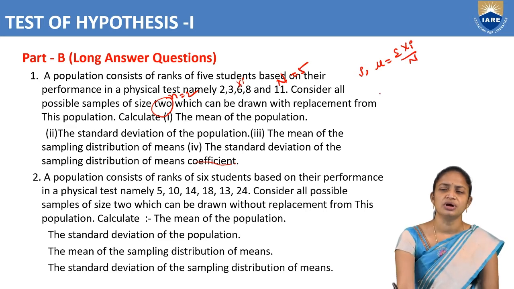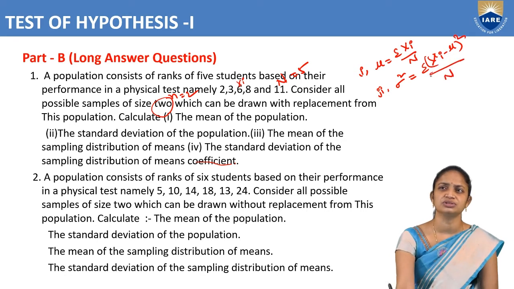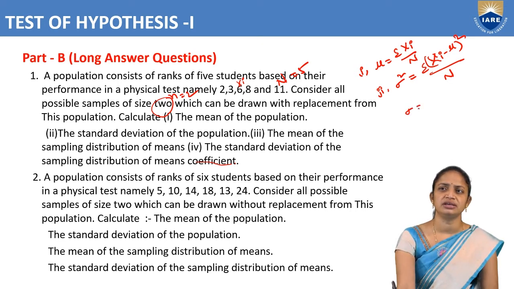Okay, now coming to the next question, we need to find the standard deviation. Before that we need to find sigma square, the variance. Variance is nothing but summation of (xi minus mu) whole square by N. This is the formula for variance, but we need to find sigma, that is nothing but the under root of sigma square.